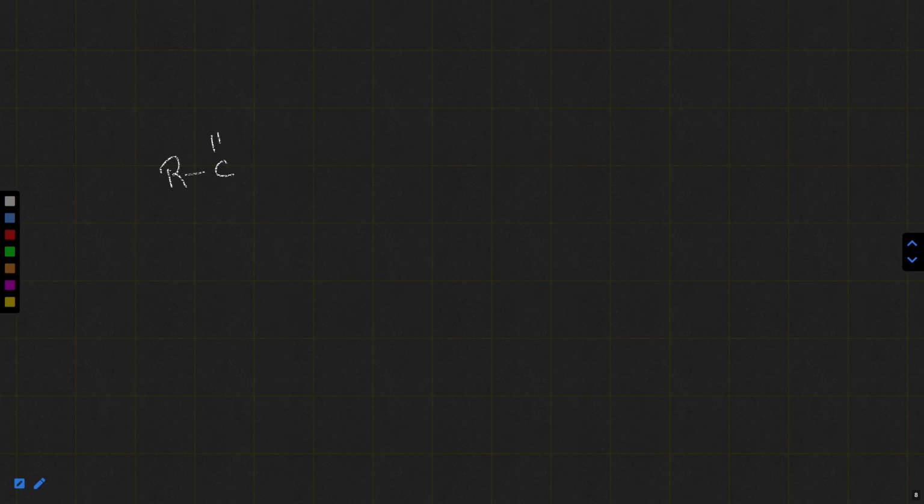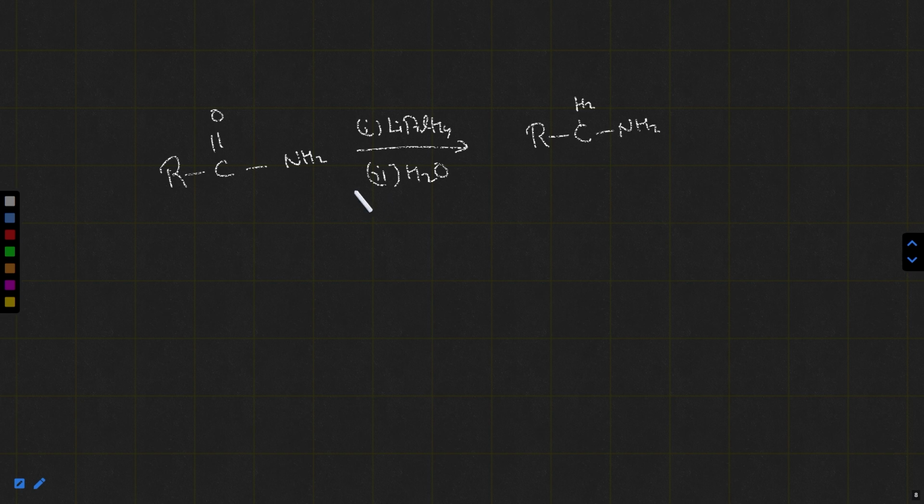So we have an RCONH2. And we are told that upon reaction with LiAlH4 first of all, and then H2O, it will give us RCH2NH2. So in the first step, what will happen? This LiAlH4 will donate a hydride on the carbonyl center and reduce it to this kind of group. Okay, here we have NH2 and here we have H.